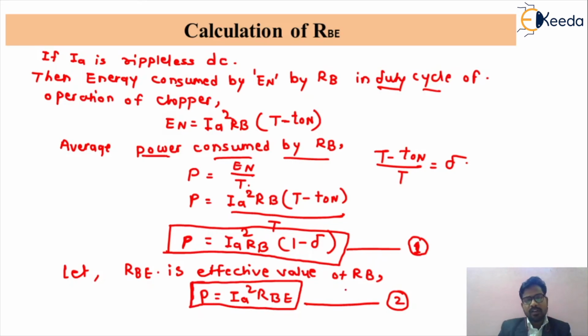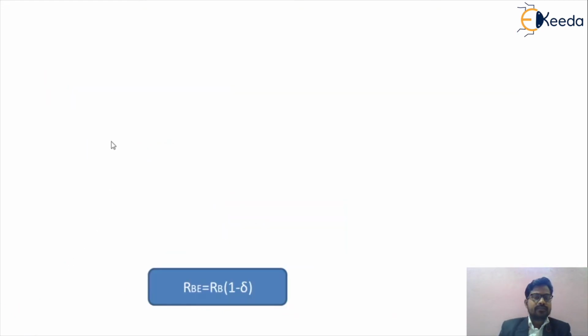This is equation number 1, this is equation number 2. So friends, now I can write these equations again for your understanding. Equation number first is P is equal to IA square RB into bracket 1 minus del. Equation number second is P is equal to IA square RBE.